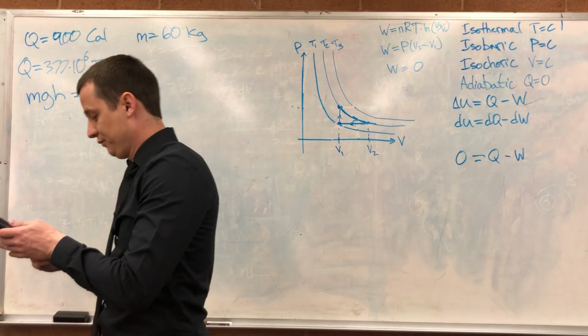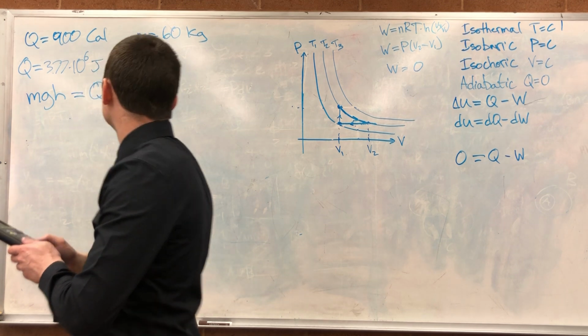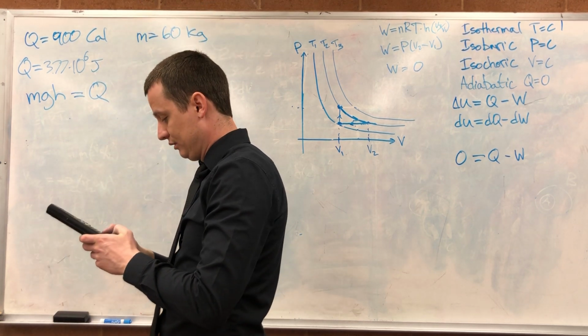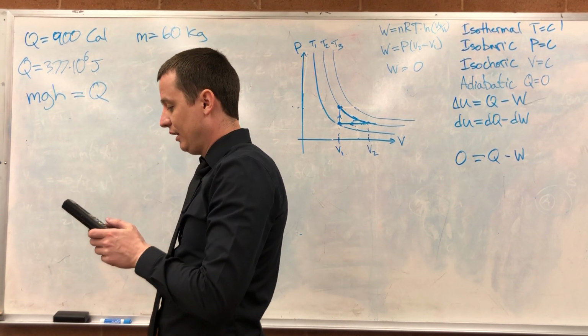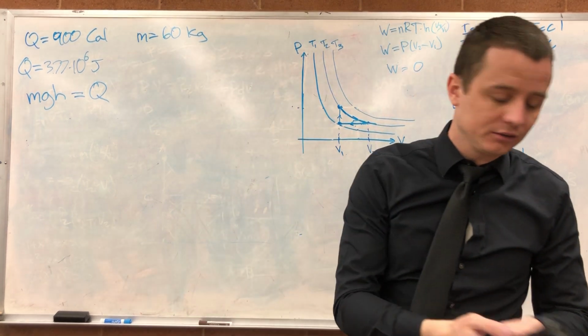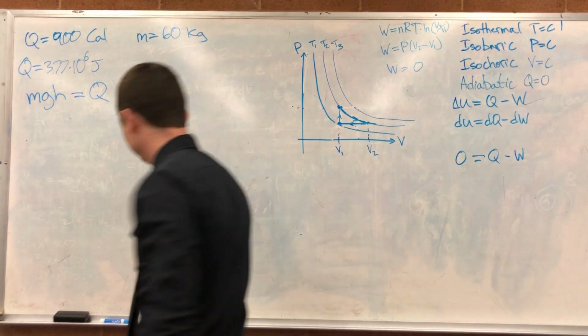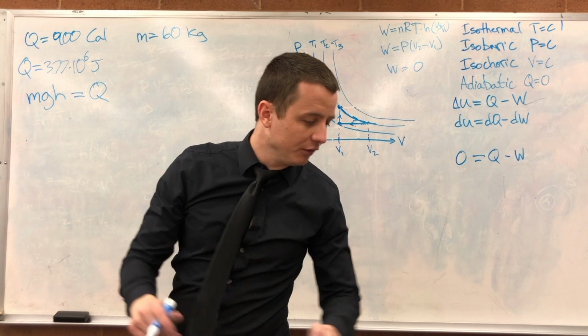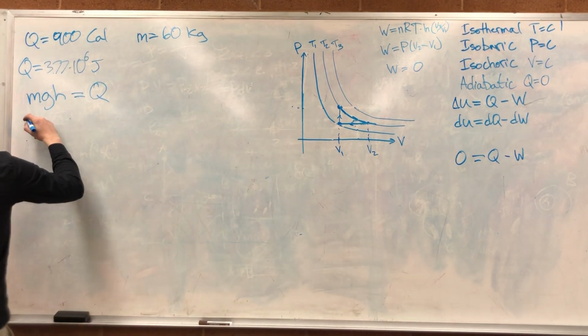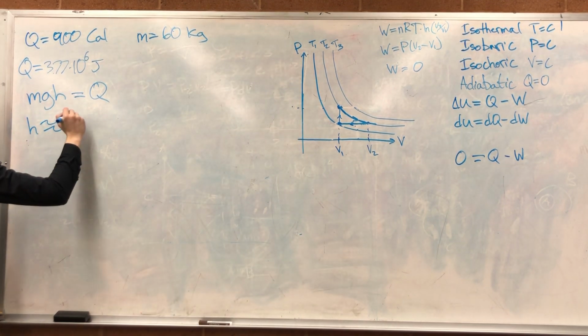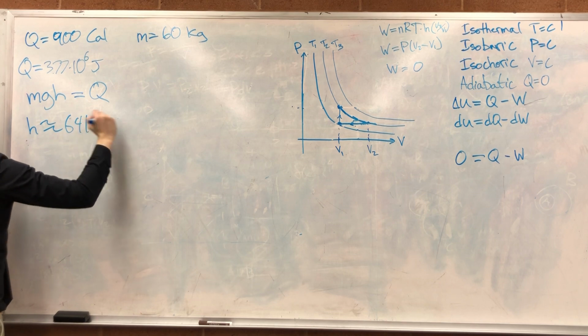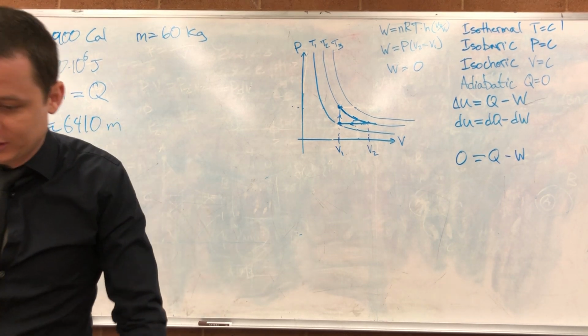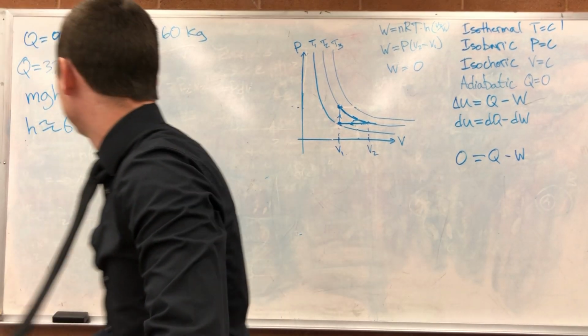So we take Q and we divide it by your mass times gravity. And we get that you need to go up 6,400 meters. It's gonna be a long day. Roughly 6,410 meters. So h is roughly 6,410 meters. Let's see what the author gets. 6,410. Okay.